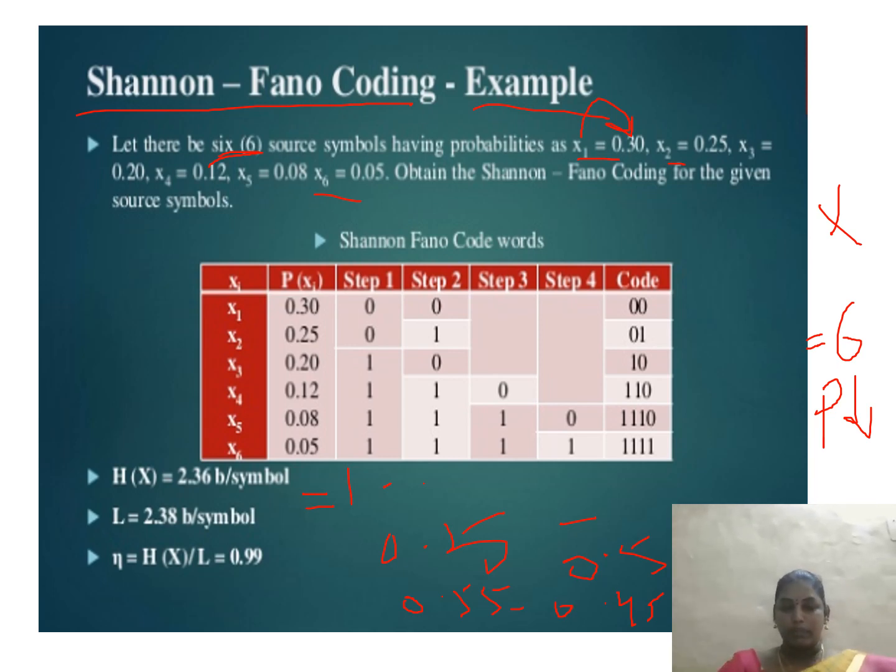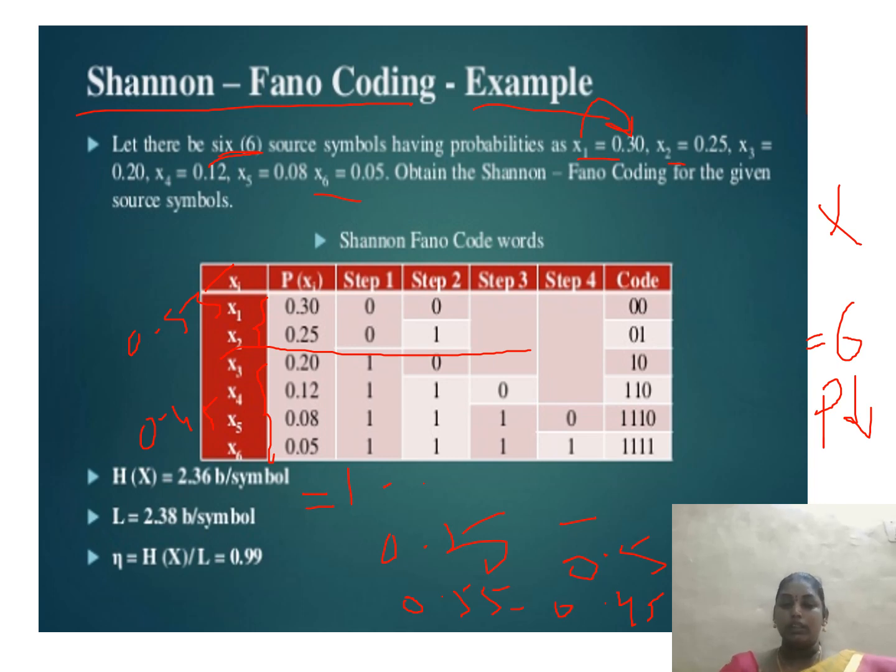In this example, if you add these two, it is 0.55, and the remaining probabilities are 0.45. In certain cases we may get 0.6 and 0.4 also. Luckily, in this problem we are getting it. So therefore, we have two sets: one with 0.55 probability, and the other with all the remaining probabilities, 0.4.